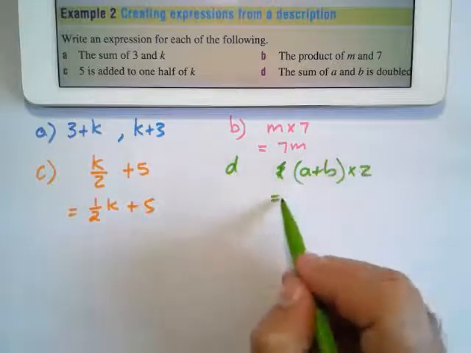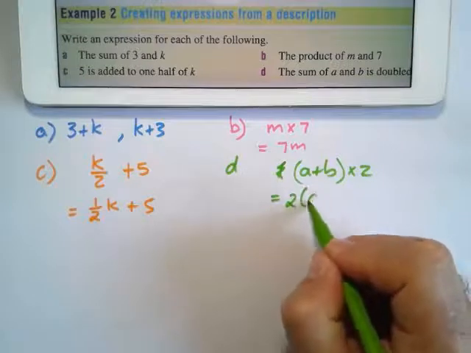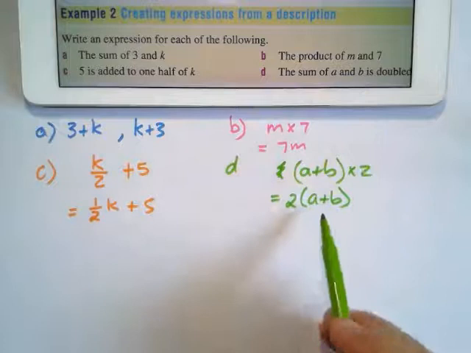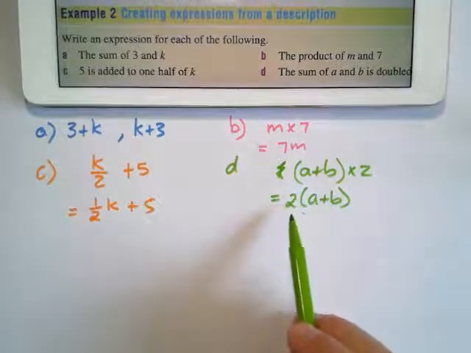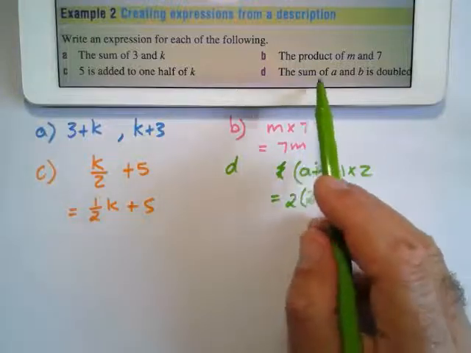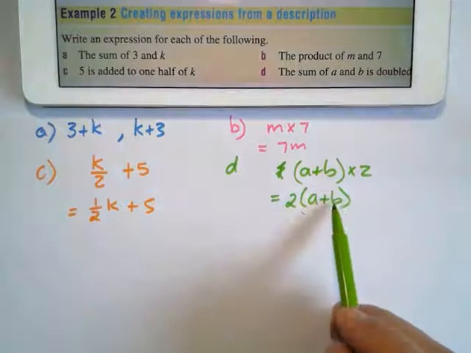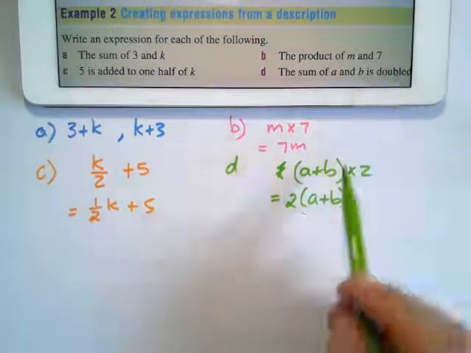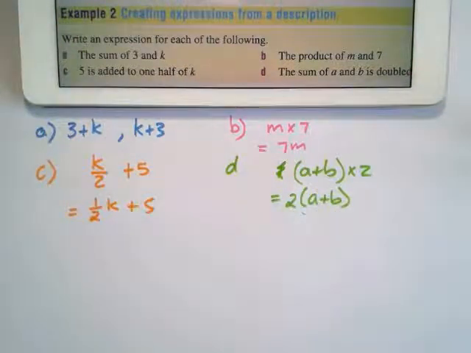And the correct mathematical way to write that is to put a 2 in front. So it becomes 2 times (A plus B). The sum of A and B, the sum of that is doubled. If it was the sum of A and double B, it means it must be A plus 2B. But in this case, it's the sum of that and that. So we add it together and then we multiply. And that's where the bracket is very important.